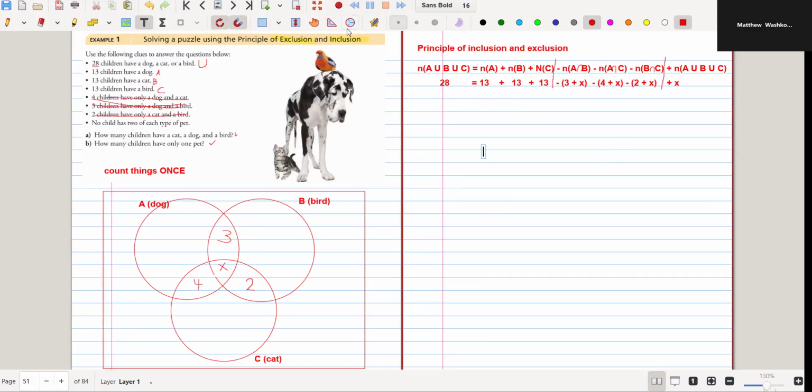So right now, this looks incredibly complicated, right? So let's simplify this. So 28 is just 28, right? I can't do anything there. But I can take 13 plus 13 plus 13 and get 39. Now I'm going to distribute this negative sign, right?